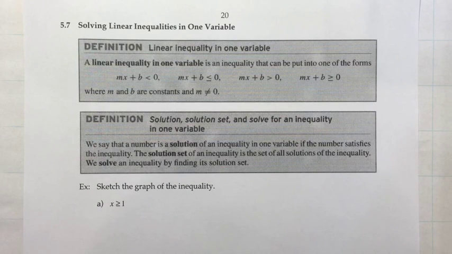Section 5.7, Solving Linear Inequalities in One Variable. Definition: a linear inequality in one variable. A linear inequality in one variable is an inequality that can be put into one of the forms shown below.